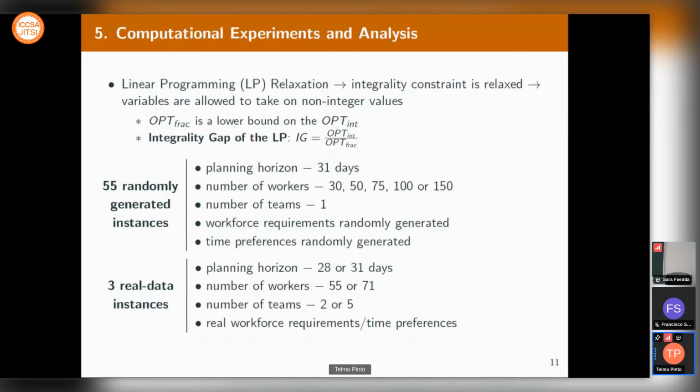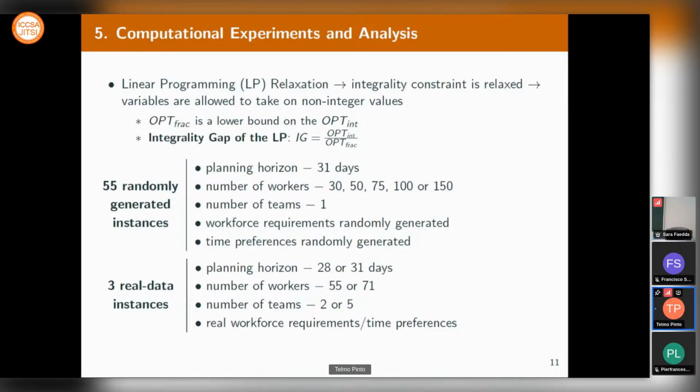In terms of our computational test, we started by applying the linear programming relaxation technique, where the integrality constraint is relaxed, allowing variables to take on non-integer values. The important thing is this relaxation provides us with a lower bound, denoted here as OPT frac, on the optimal solution with the integer variables, denoted as OPT int.